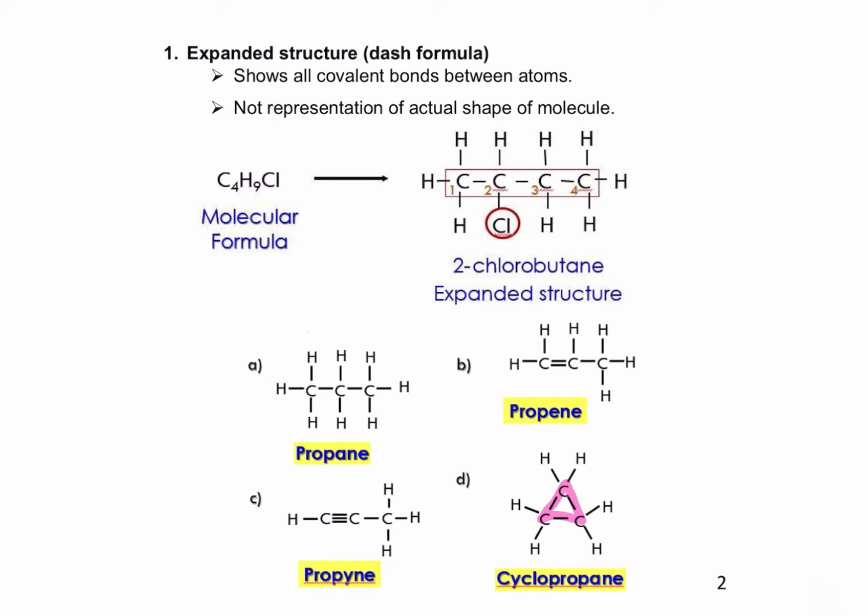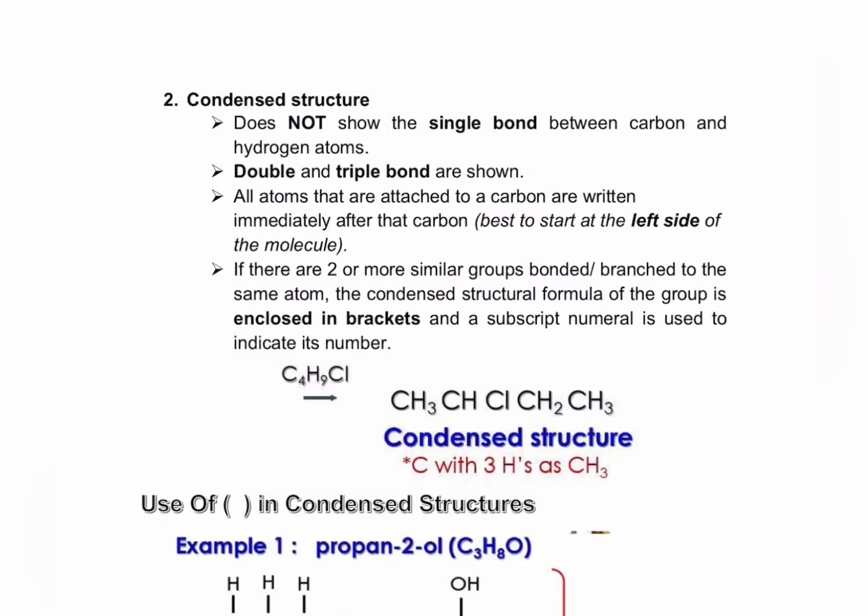Now we are going to focus on the next structural formula, which is condensed structure. Condensed structure does not show the single bond between carbon and hydrogen atoms. It means that you have to get rid of the single bond between these two atoms, carbon and hydrogen. Next, you have to show the double bond or the triple bond. And all atoms that are attached to a carbon are written immediately after that carbon. The best way is to start from the left side of the molecule.